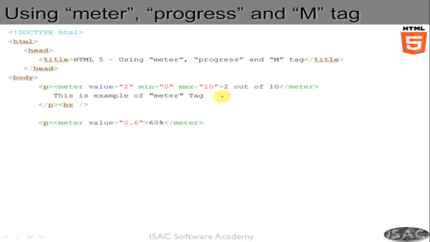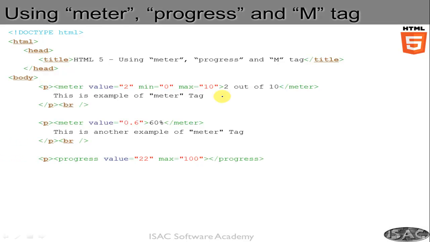I am going to declare another meter with value 0.6, 60%, and close it. Now I am going to declare a progress value of 22, max is 100. This is an example of the progress tag. So this one was for meter, this one was again for meter, and this is for progress.